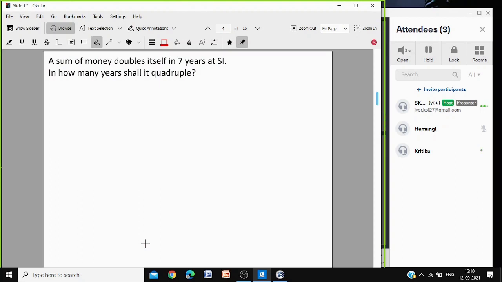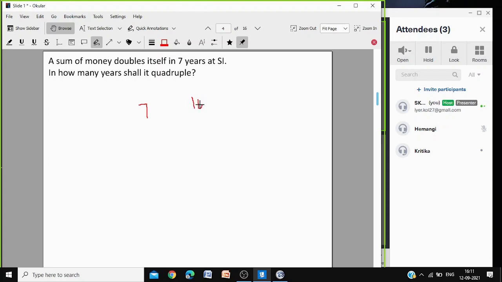A sum of money doubles itself in 7 years. In how many years shall it quadruple? Now the temptation is, since it becomes double in 7 years, to make it 4 times we double it and say 14 years. I'm not saying that you will do it, but I'm saying this is the type of mistake many students could make. For becoming double it takes 7 years, so for becoming 4 times, it should take 14 years.